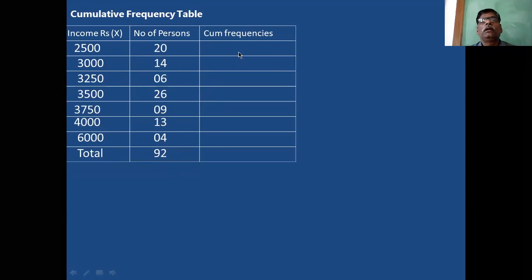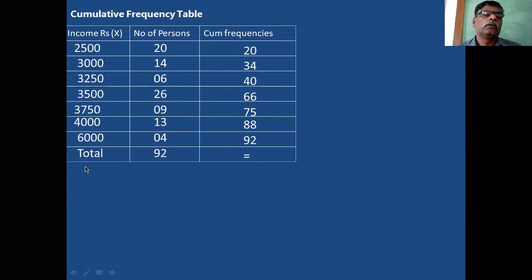Now we calculate the less than cumulative. 20, 20. 20 plus 14, 34. 34 plus 6, 40. 40 plus 26, 66. 66 plus 9, 75. 75 plus 13, 88. 88 plus 4, 92. So the total is tallied. Okay. Now what they asked, we calculate.